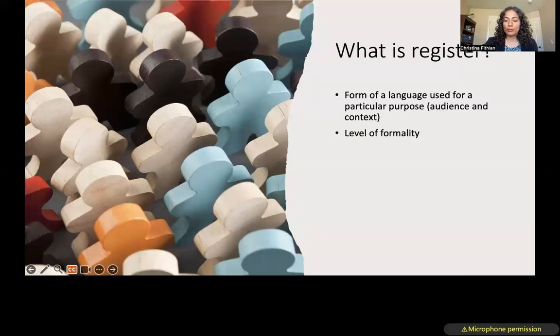So let's talk about what is register. This is any form of a language that you use for a particular purpose. In other words, we always adapt our language depending on our audience and our context. Register can also refer to the level of formality that we use in our language. And this can apply to a variety of different changes that we make, such as changes in pronunciation, changes in vocabulary, and different kinds of grammatical constructions that we might choose to use.